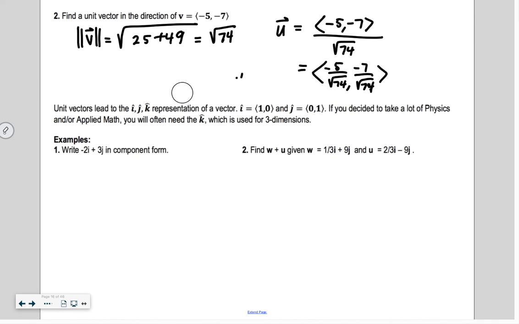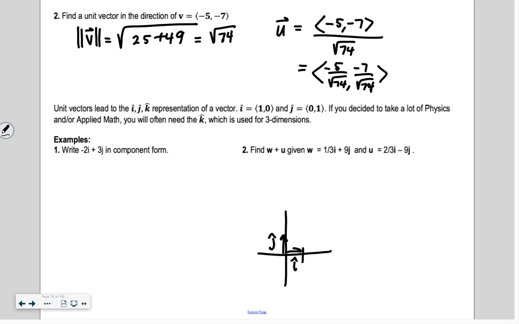I know that's a little confusing. This is more in the engineering world. They'll use i's and j's and so on. It says unit vectors lead to the ijk representation of a vector. So vector i, with a little hat over it, is 1, 0, and j hat is going to be 0, 1. What these mean are the unit vectors in this direction and this direction. So this is i hat and j hat.